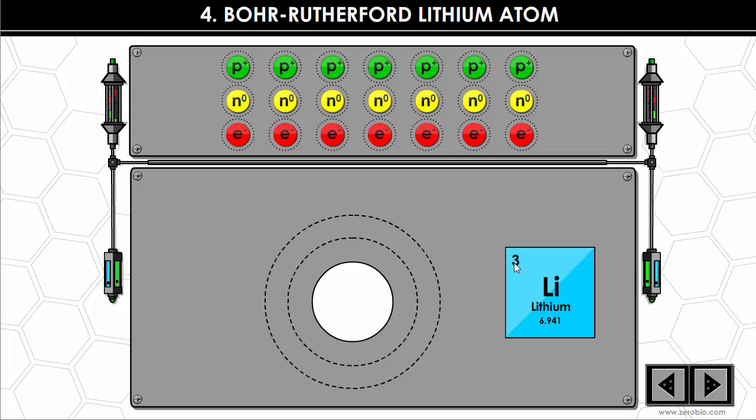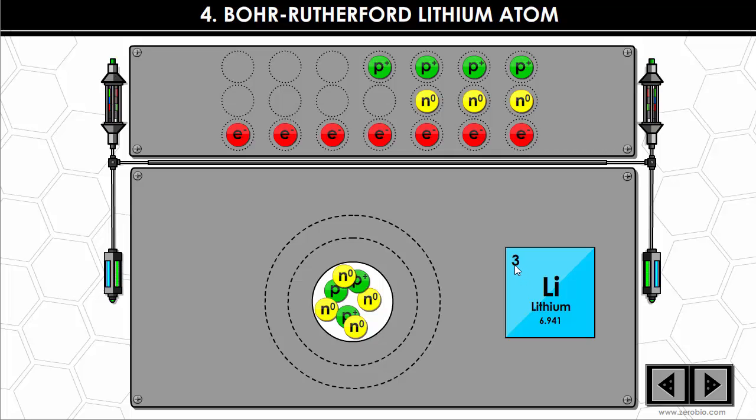Lithium has atomic number 3. That means 3 protons. So I'll grab 3 of these, put them in the nucleus. Let's do the neutrons. Round the mass number to 7. 7 minus 3 is 4. So take 4 neutrons, just any ones, plunk them down any place in the nucleus. It's going to start getting crowded in there. Let's put it right there.